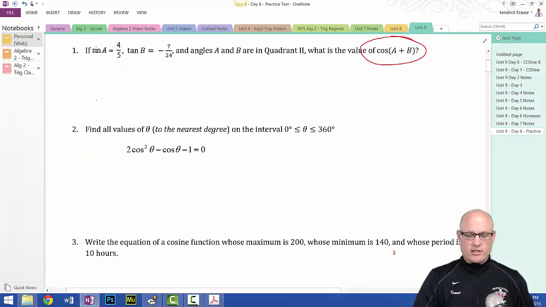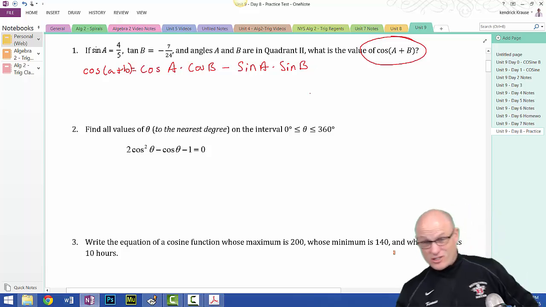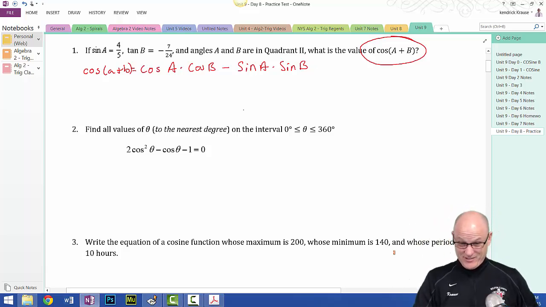And I will say, okay, I remember that the cosine of A plus B is equal to the cosine of A times the cosine of B minus the sine of A times the sine of B. Now, you don't have to memorize these. You just have to know you have to go look for them.